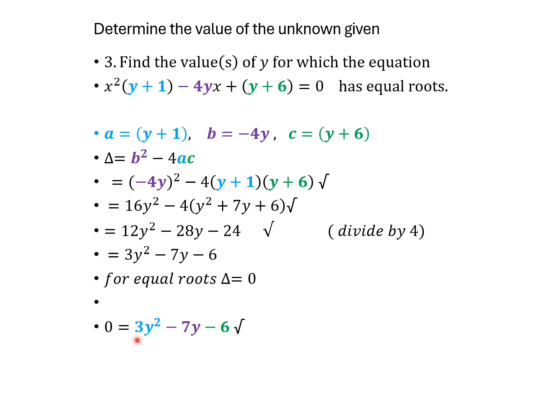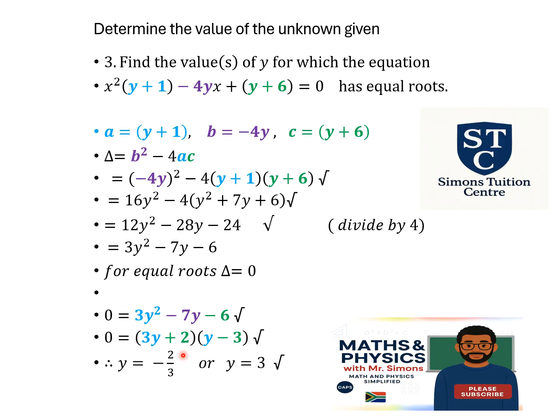If you factorize, 3 is a prime number, so it can only be 3y times y. And for the factors of 6, minus 3 times positive 2 gives me negative 6, and negative 3 times 3y would give me negative 9y, plus 2y would give me negative 7y. So from there, y equals negative 2 over 3, or y equals 3.